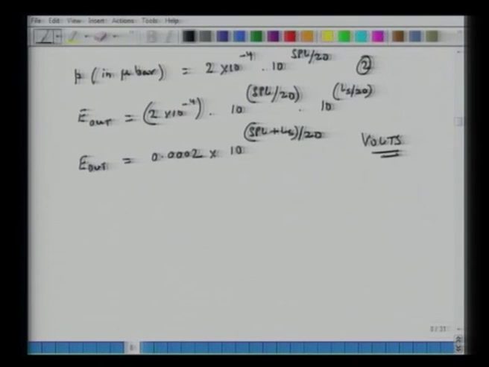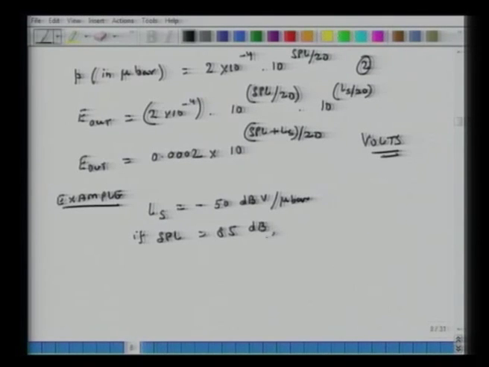So we'll do an example. Let's consider a microphone which has a sensitivity LS of minus 50 decibel voltage for each microbar. And the question is, what will be the output of this microphone when my SPL is 85 dBs. So if SPL equals 85 decibels, what is E out?